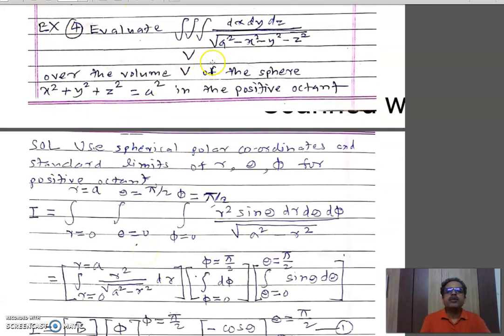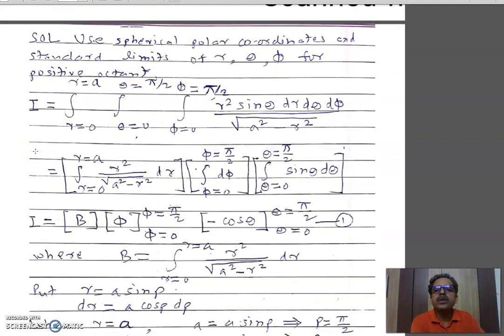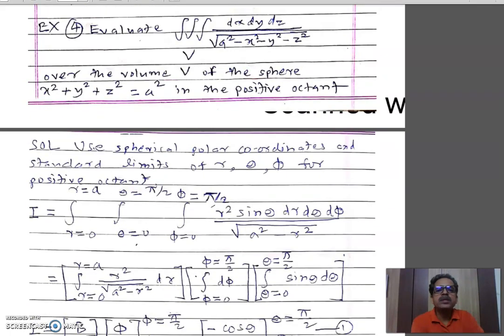Let's see the fourth problem. Evaluate this triple integral over the volume V of the sphere x square plus y square plus z square equal to a square in the positive octant. Again, we must understand that we need to use spherical polar coordinates, and we have to use standard limits of r theta phi, and using standard equations, standard limits, this triple integral can be written like this. We put the integral limit of r, integral limit of theta, integral limit of phi.